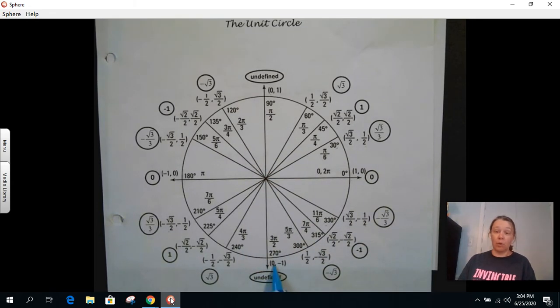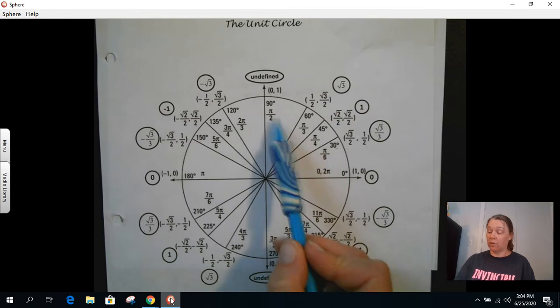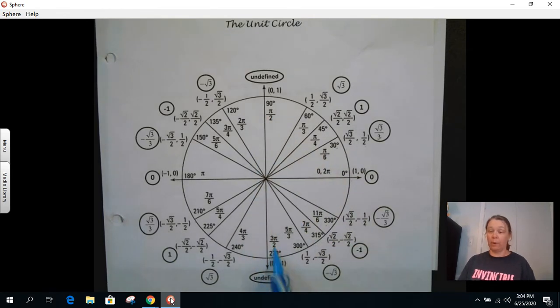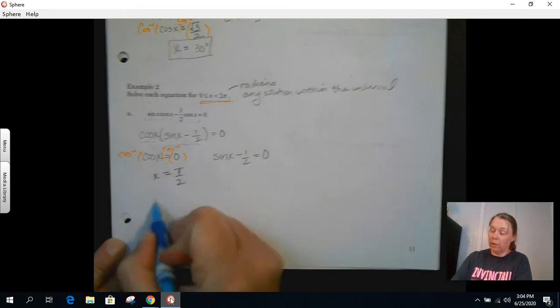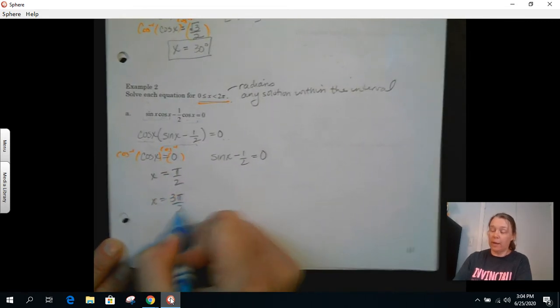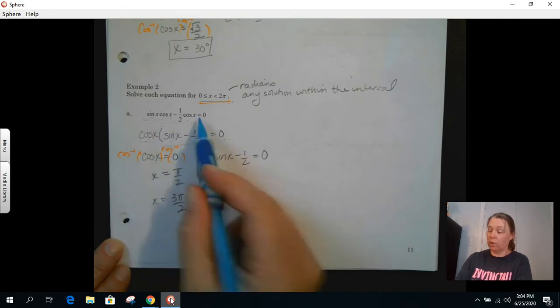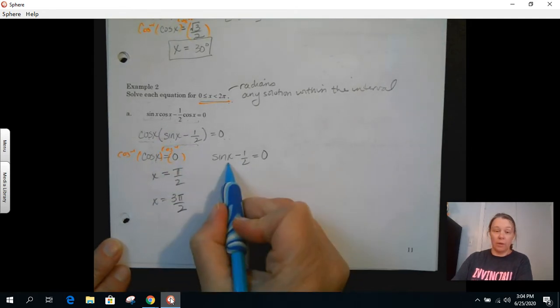Okay, and it says between 0 and 2 pi, so I have to use the radian answer. So pi over 2 and 3 pi over 2. So my answers are pi over 2 and 3 pi over 2. So there are two possible answers that would make this equation equal 0. And then I have to solve this equation.